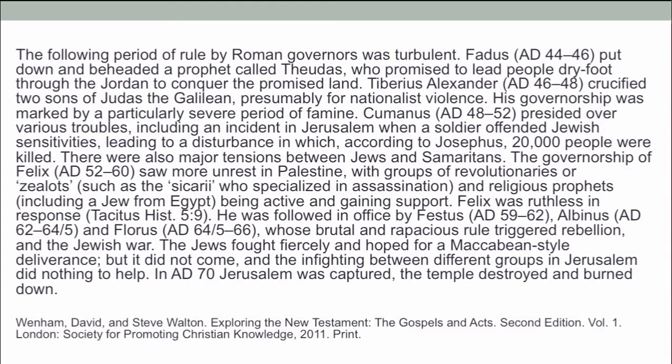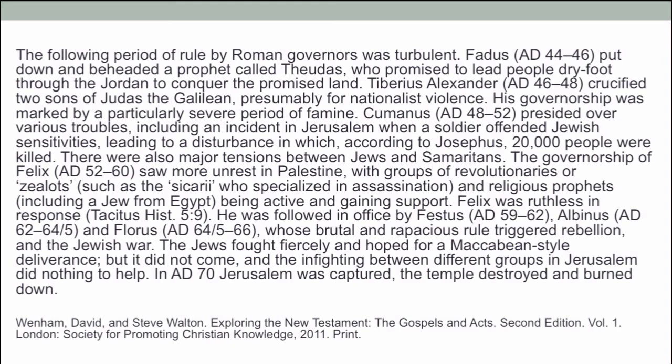He was followed in office by Festus, Albinus, and Florus, whose brutal and rapacious rule triggered rebellion and the Jewish war. The Jews fought fiercely and hoped for a Maccabean-style deliverance, but it did not come, and the infighting between different groups in Jerusalem did nothing to help. In AD 70, Jerusalem was captured, and the temple was destroyed and burned down.